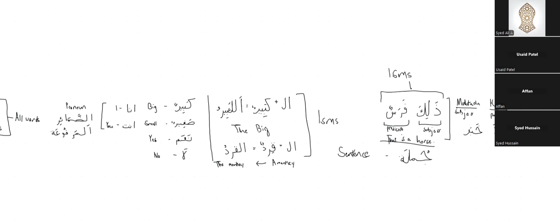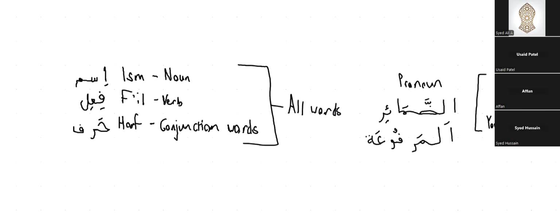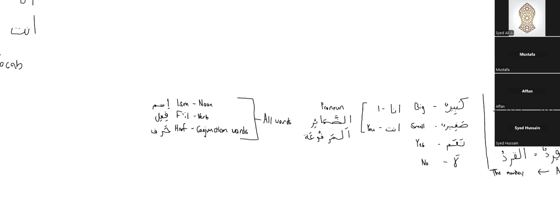Or rather, the plural would be asma instead of isms. I'm saying isms in English just for you to get a brief idea of it. It's actually called asma. And we've said that there are three words that constitute the entire language of Arabic: ism, fi'l, and harf. Ism is the equivalent of a noun, fi'l is the equivalent of a verb, and harf is the equivalent of a conjunction word.